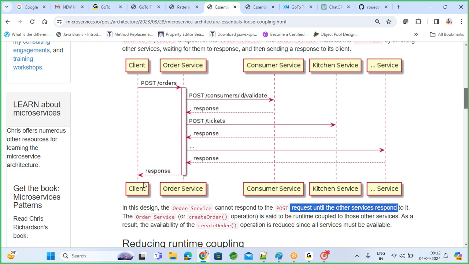When the client gets the final response, I have an order service, it posts to consumer service. Consumer service needs to give a response first properly. Again I need to make a call to kitchen service. I need to get 100% response from there and from XYZ services. Once I get the final response after all the services, only then can I tell the client whether it succeeded or failed.